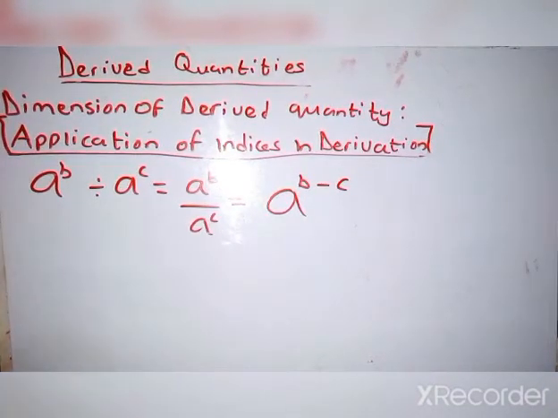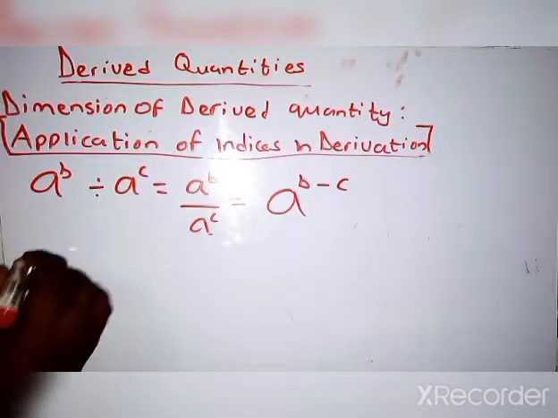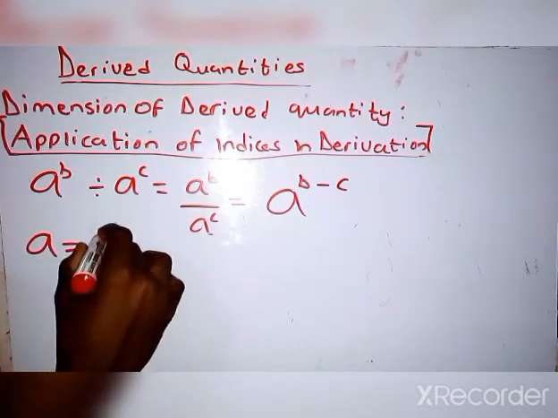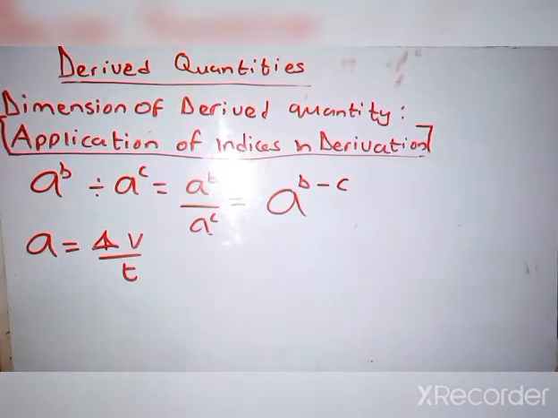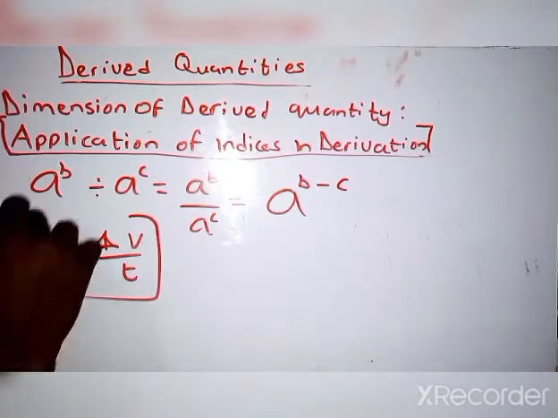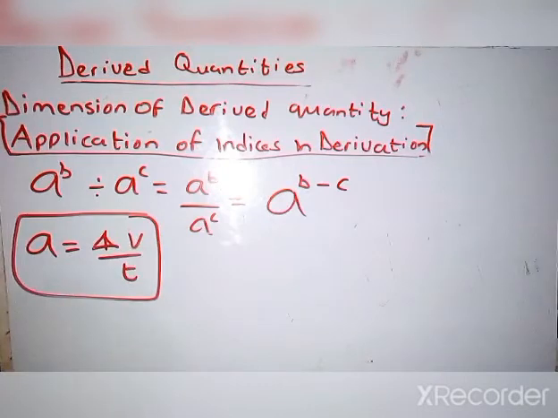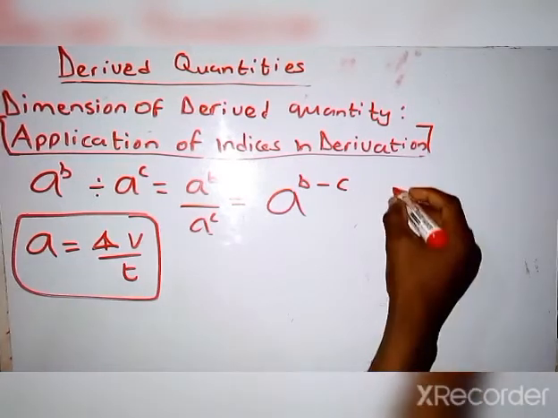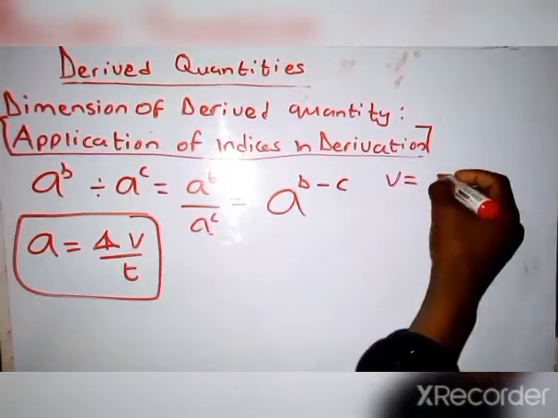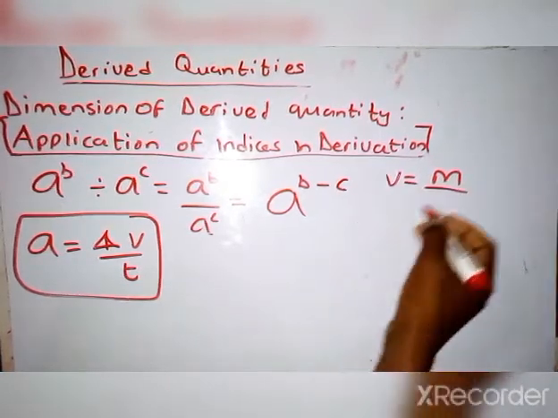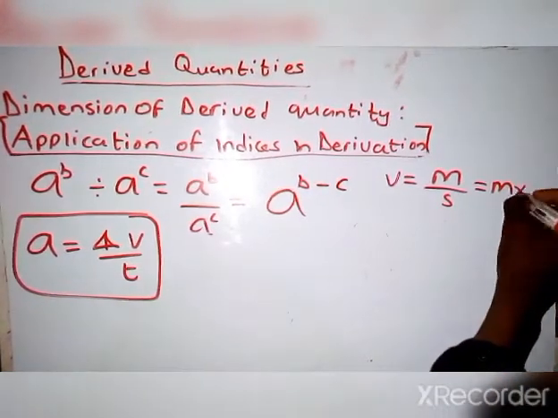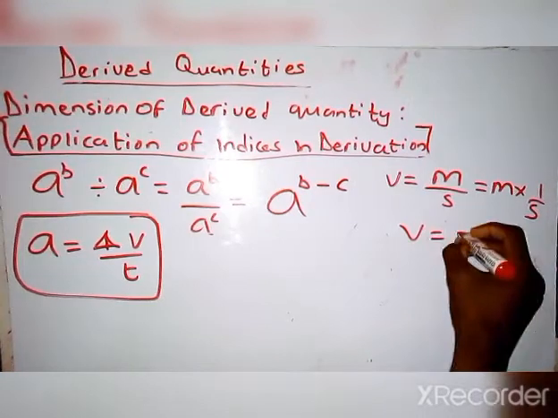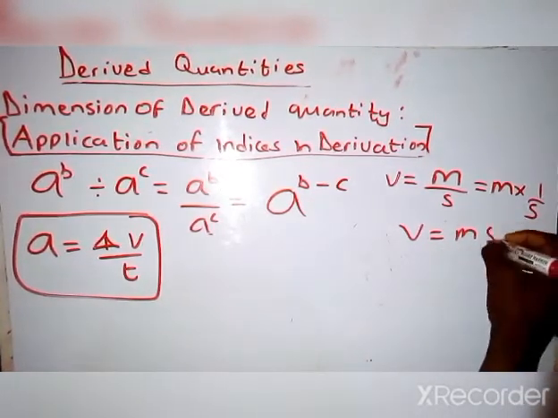So now we can apply the division law. Let's say acceleration equals change in velocity over time, or change in velocity over change in time. So the first thing we have to do is get the dimension or the unit of velocity. So how do we get the unit of velocity? We know velocity equals displacement measured in meter over time measured in second. So velocity will be meter times 1 over s. So this 1 over s can be written as s raised to minus 1.